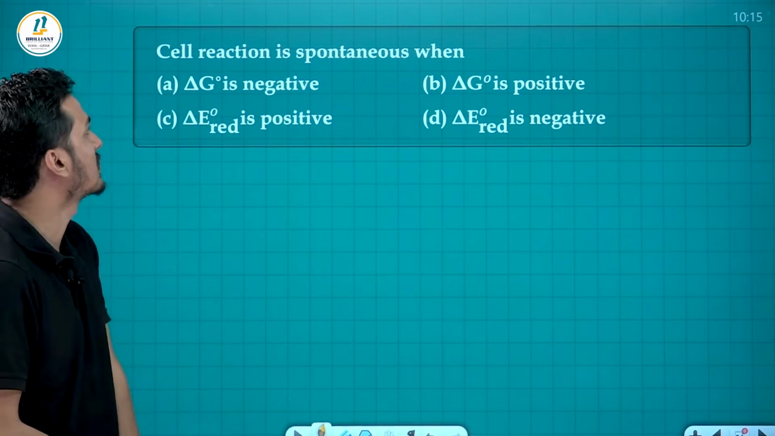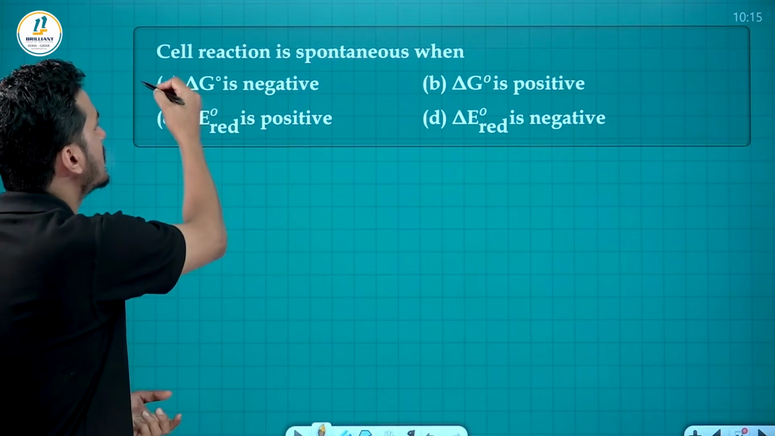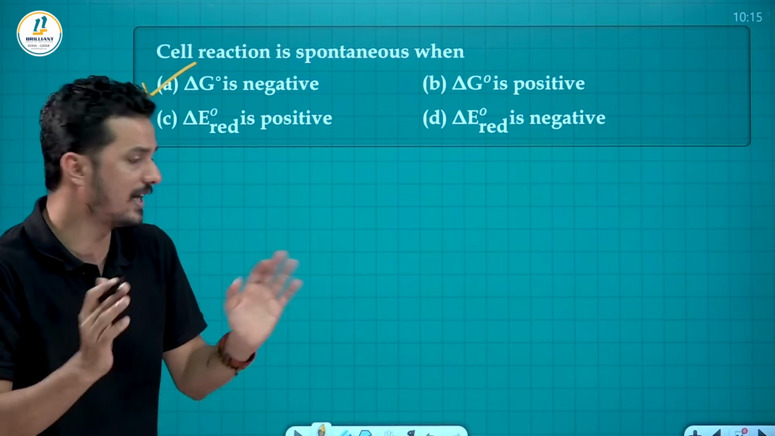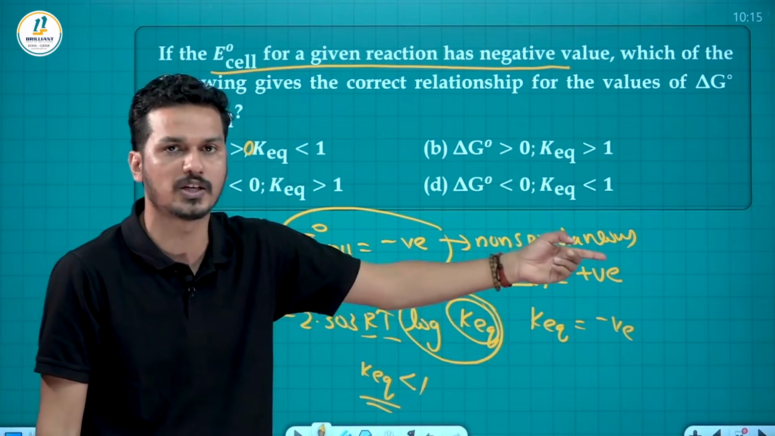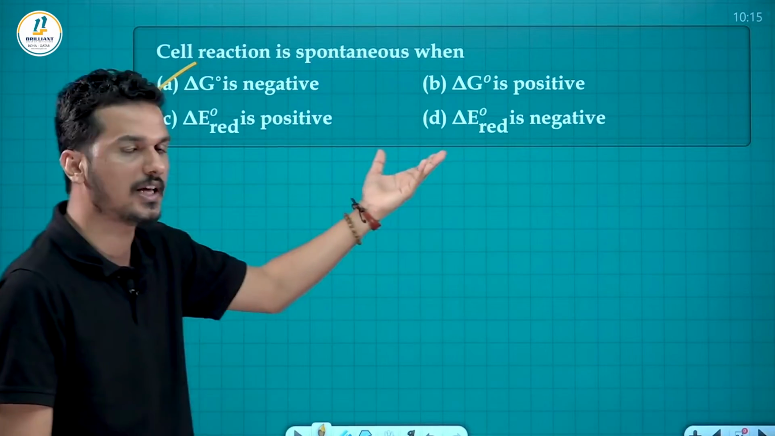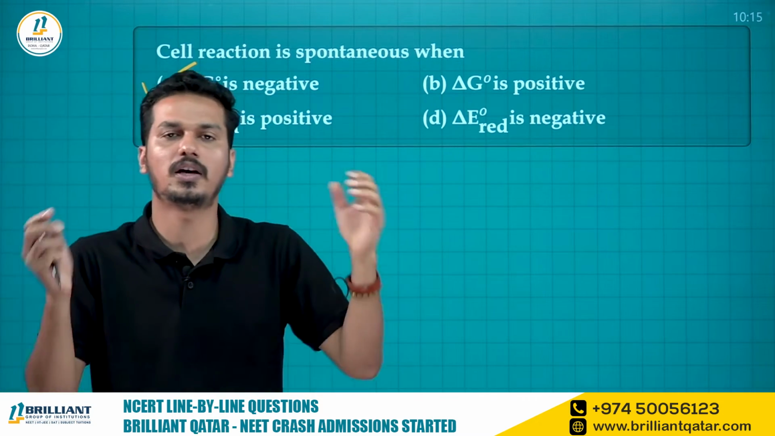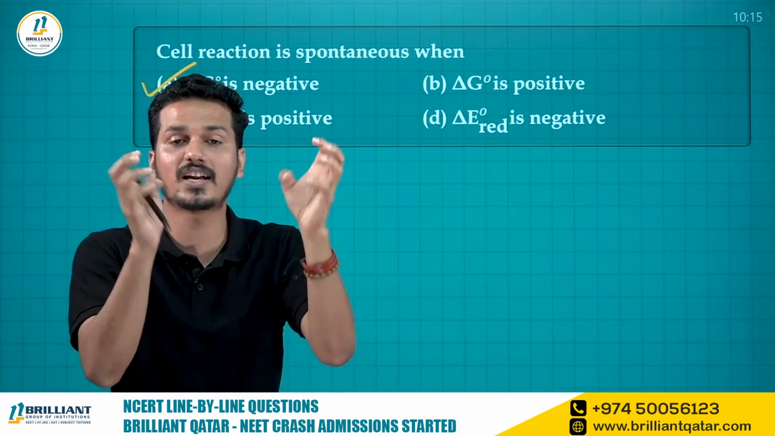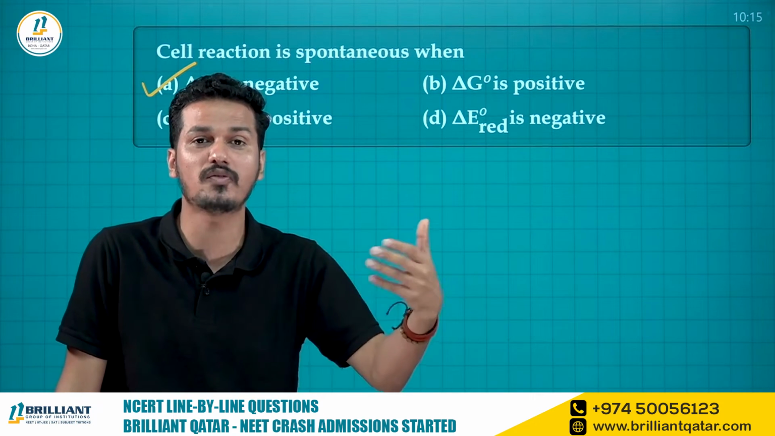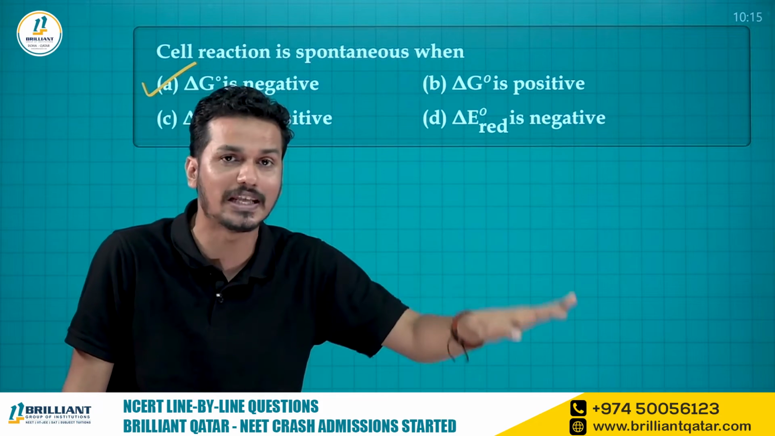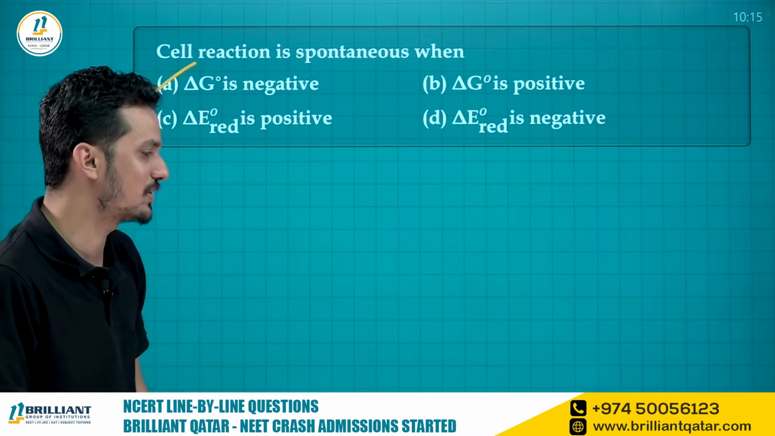This is the next question. What's the question? The cell reaction is spontaneous when? The cell reaction is spontaneous when delta G0 value is negative. It should be negative. Here we already told that non-spontaneous means delta G0 is positive. Meaning here in this question they are asking the same thing. That means during a spontaneous reaction, the Gibbs free energy change should be negative. That means Gibbs free energy should decrease. That Gibbs free energy is used for some useful work, so automatically its energy should decrease. So option A is the correct answer. Okay, ready?